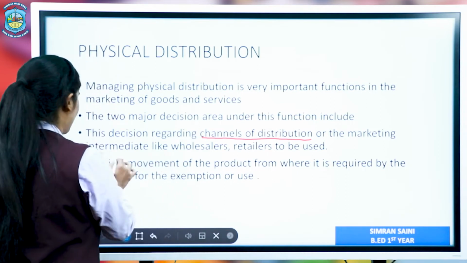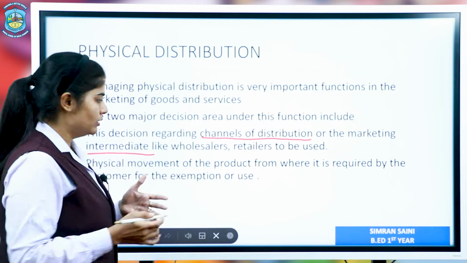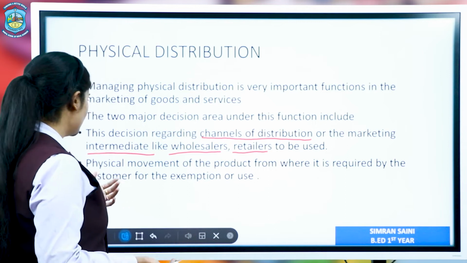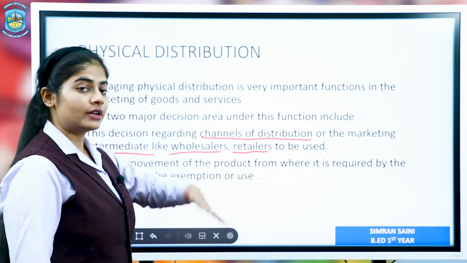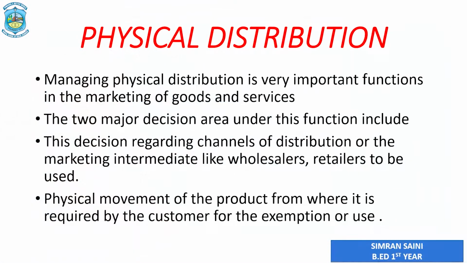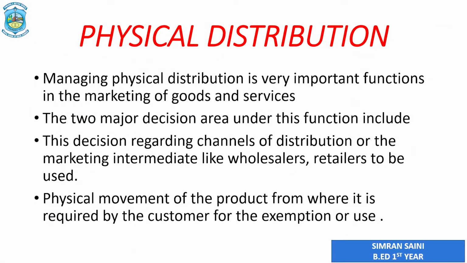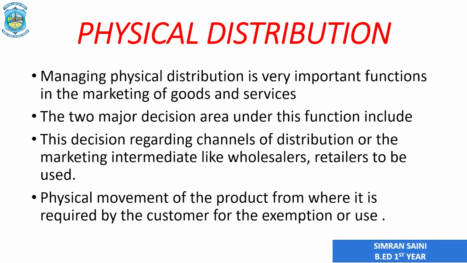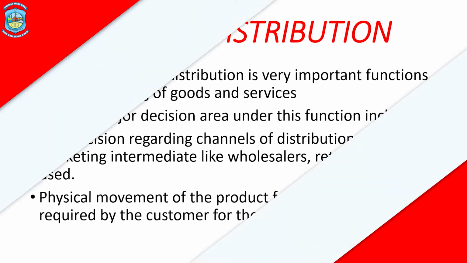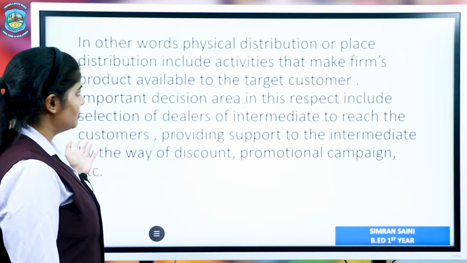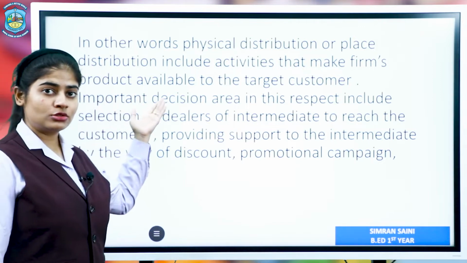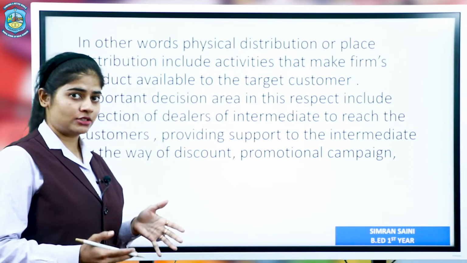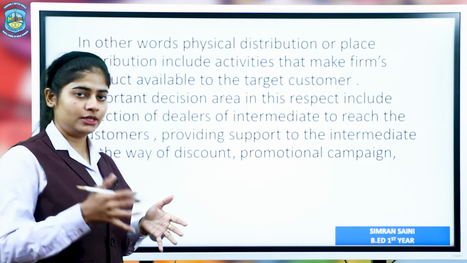And here we have to use intermediaries, that means we have to make a connection with the wholesaler and retailer, so that we can easily distribute our products. The second is the physical movement of products to where they are required. If we are physically distributing our products, we need to analyze where they are really required. If we send our products to a place where they are not required, we can't get any profit from that place. In other words, physical distribution, also known as place distribution, includes activities that make a firm's product available to the targeted customers or consumers who really need it.